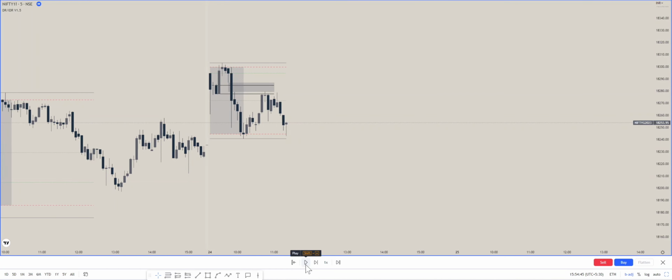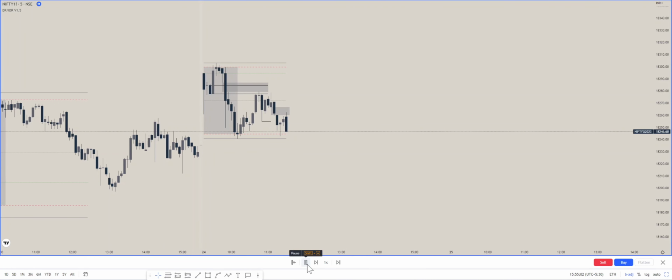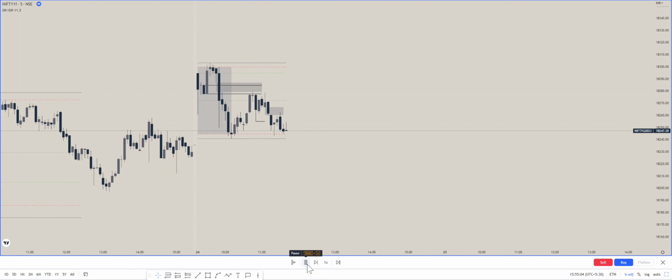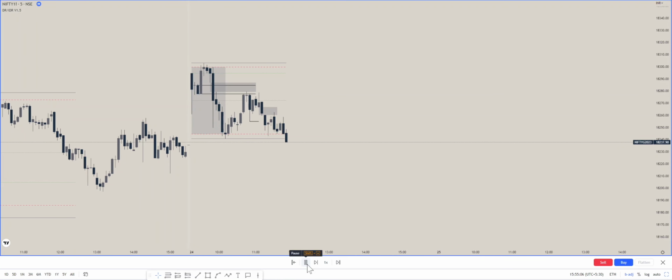Okay, we got a structure shift also. We have a fair value gap on both the sides. We have a structure shift here. We've got fair value gaps. We got a volume imbalance. I'll mark it as a whole. Let's see if market taps above us. Yes, market taps the volume imbalance and fair value gap. Let's see if there is a break.